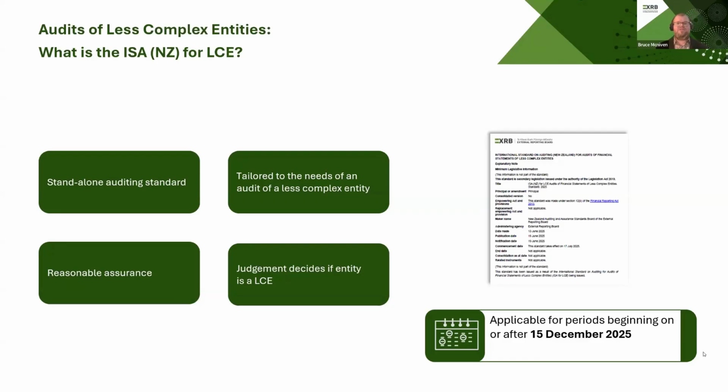Now, in deciding whether or not to use the standard, the auditor uses Part A, known as the authority, and they apply professional judgment in determining whether the entity is a less complex entity, and thus if they can use the standard. And of course, they would document their judgment. So let's go over to the next slide.